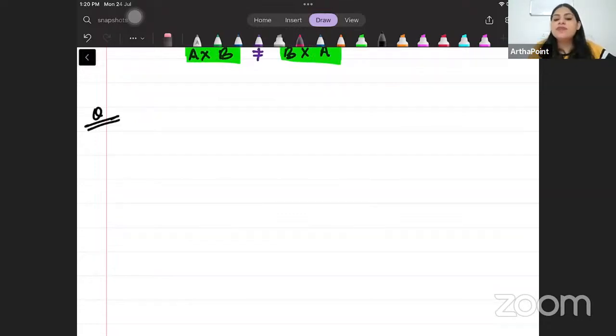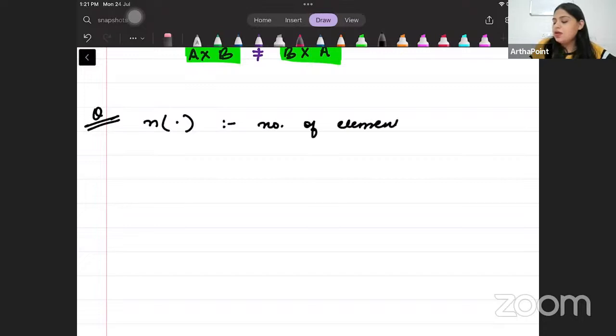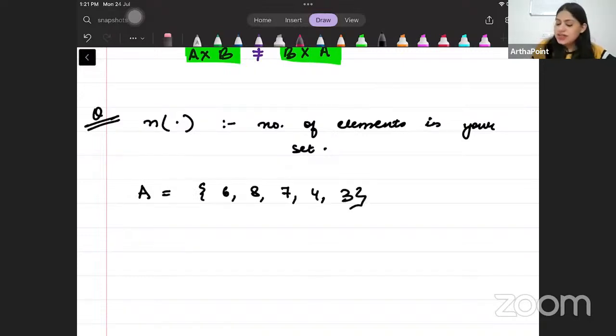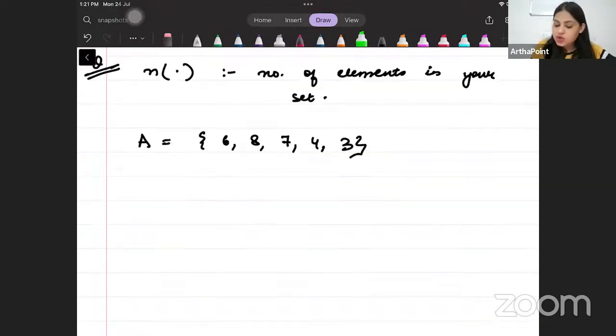Beta, we introduce something which is known as n, and inside I put a dot, which means the set. Iska kya matlab hai? This represents the number of elements in your set. So beta, just say A, for example, suppose this is 6, 8, 7, 4, 3. This is A. तो ध्यान से देखो A में कितने एलिमेंट्स आ रहे हैं 1, 2, 3, 4 and 5. So we can say that the number of elements in A are 5. So n(A) is 5. Is this clear?